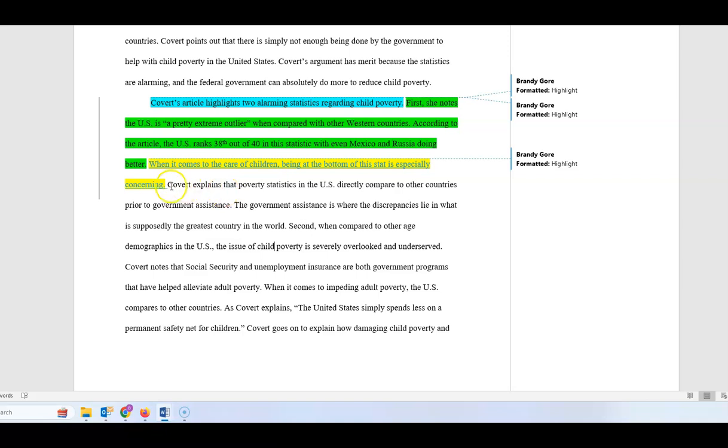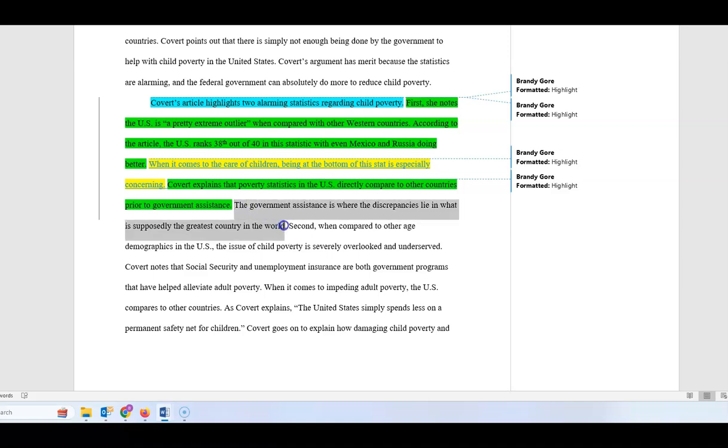Then we have some further I sentences. Covert explains that poverty statistics in the U.S. directly compare to other countries prior to government assistance. So we still have I here, so that's green. But we can see we have a little bit of an I and E mix here, and it's still explanation, so I would call that an E sentence. Then we get back to this one. Second, when compared to other age demographics in the U.S., the issue of child poverty is severely overlooked and underserved. So that is relaying what Covert has said. So that might be seen as a mixture as well.